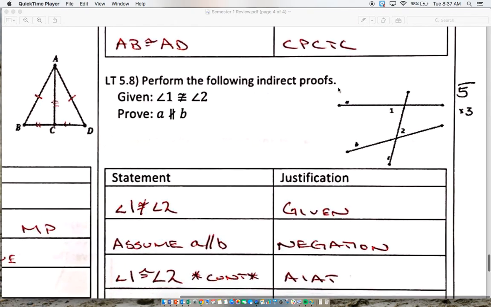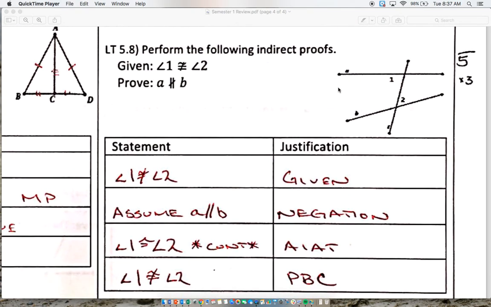All right, finally the last one, an indirect proof. So you've been given that angle 1 is not congruent to angle 2. You need to prove that A is not parallel to B. Well, after the given, the first step to any indirect proof is that you just negate what you're trying to prove. So the opposite of A not being parallel to B is that A is parallel to B, and you just write negation right here. Well, if A is parallel to B, then angle 1 would have to be congruent to angle 2. That would be by the alternate interior angle theorem.